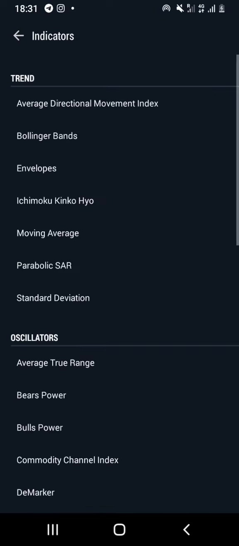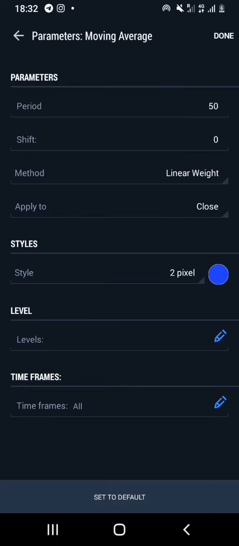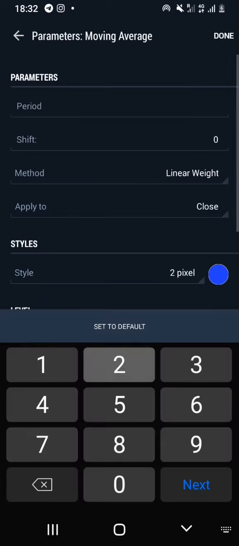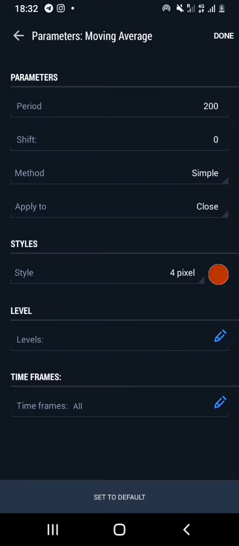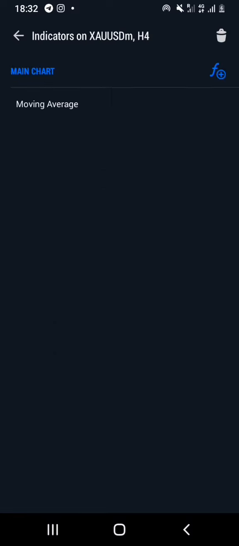Another video. This is part 2 of the matrix strategy, and today we're working with MT5. So first things first, we go to the moving averages indicators tab, we add the 200 moving average, we set the shift to 0, we make sure that the method is set to simple, the pixels to 4, and then we change the color to red because this is our main moving average. And then we move on to the next moving average.